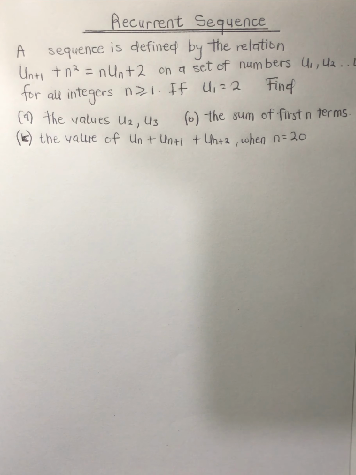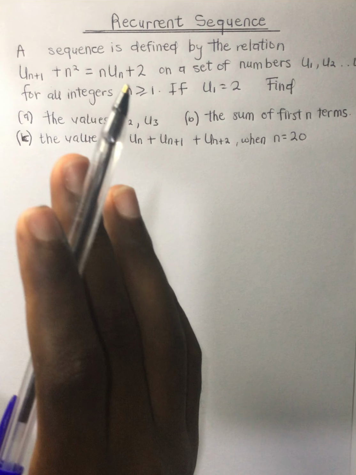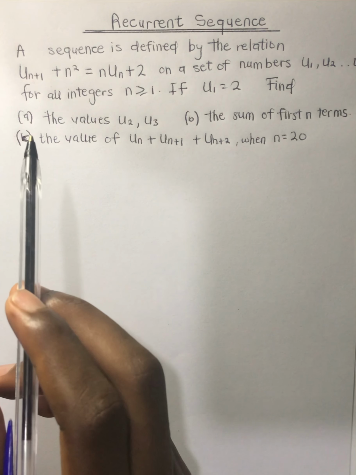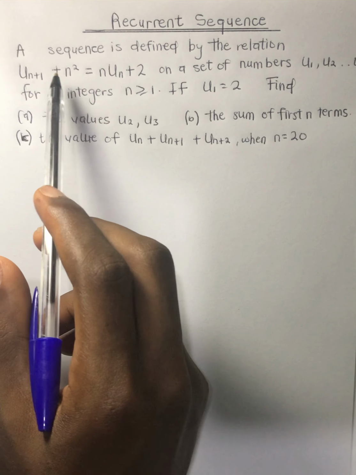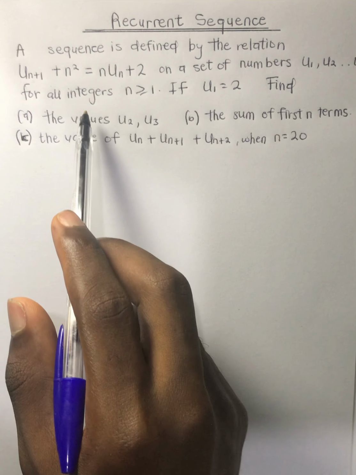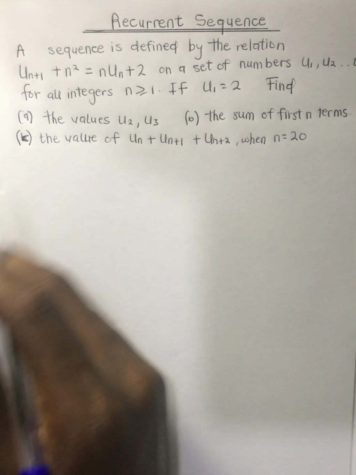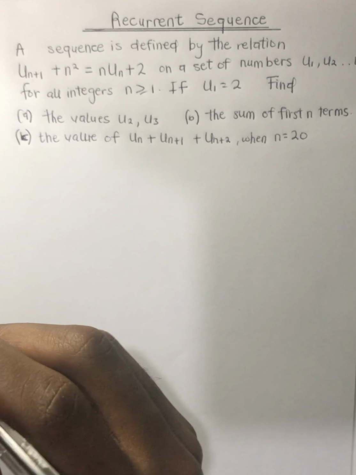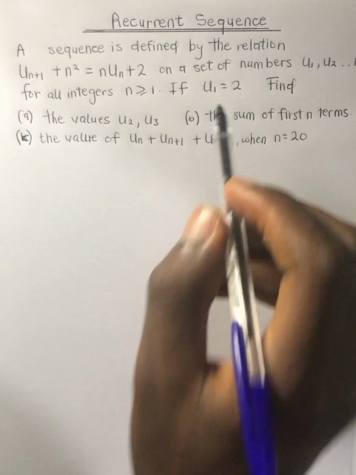Now, this topic I also call pro substitution, because the only thing we are actually doing here is substitution. So let's read the question. A sequence is defined by the relation u subscript n plus 1 plus n squared is equal to n u subscript n plus 2 on a set of numbers u1, u2, and so on, for all integers where n is greater than or equal to 1, if the first term is equal to 2.